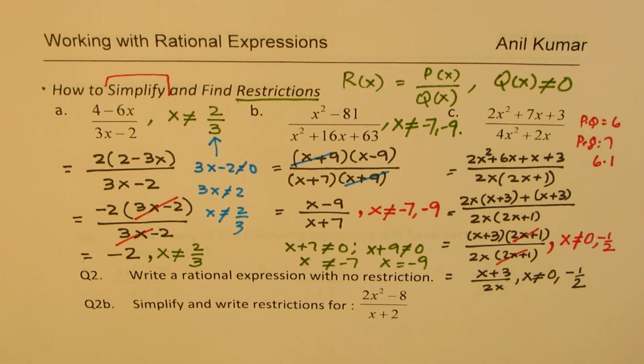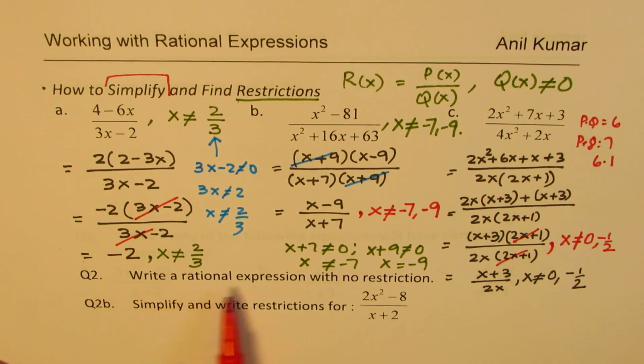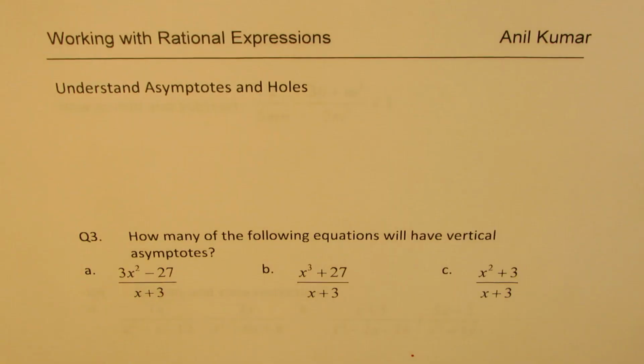So that is how we are going to solve these questions. Now let's look into the questions for you. Question number 2. Write a rational expression with no restrictions, right? That is critical. And question number 2b is simplify and write the restrictions for 2x squared minus 8 over x plus 2. Perfect. So these are the two questions for you on this topic.